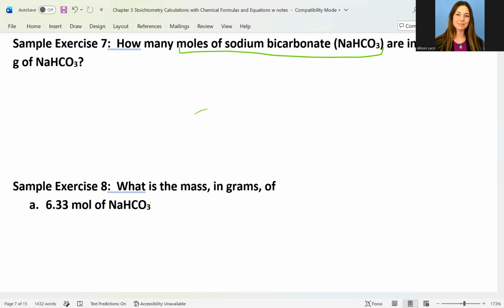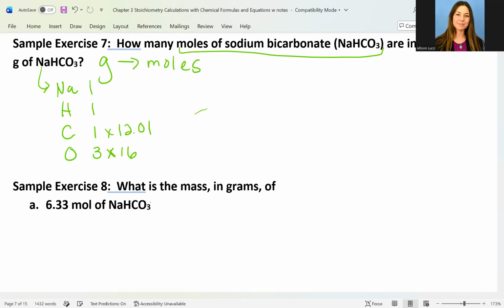So first we will need to find the molar mass of this. So that's our conversion factor whenever we're going from grams to moles or moles to grams. So we have 1 sodium, 1 hydrogen, 1 carbon, and then 3 oxygen. So 1, 1, 1, and 3. This we know is 16. This we can look up on the periodic table is 12.01, 1.01, and then I don't think we've seen sodium in the past in a video, so 23 grams per mole for sodium.